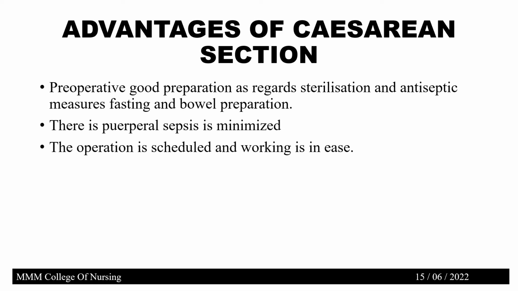Next we'll see the advantages of cesarean section. First is good preoperative preparation as regards sterilization and antiseptic measures, fasting and bowel preparation. So we are preparing the patient well for sterilization and everything. Puerperal sepsis is minimized because it is a totally sterile procedure done by a registered medical practitioner, and the operation is scheduled and works easily. So we always schedule surgeries like elective cesarean. It is always planned ahead, so the work will be at ease.